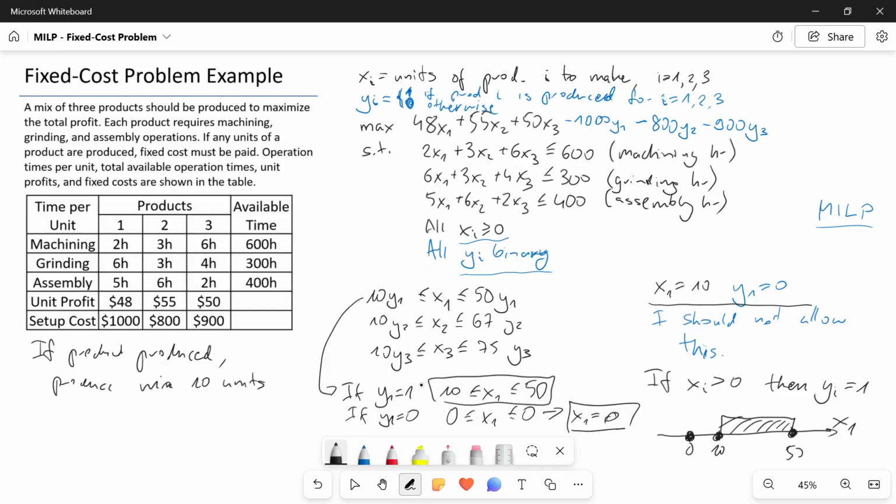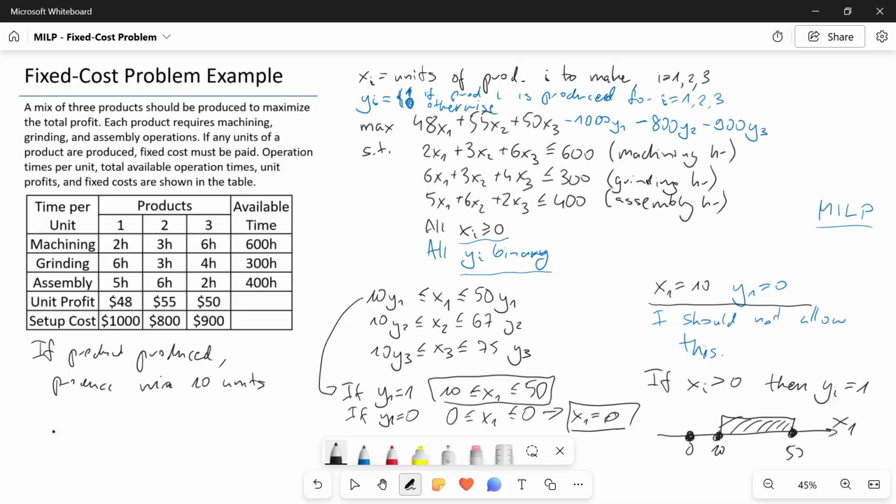And I want you to see it would be incorrect if you just kept this constraint x1 greater than or equal to 10, because greater than or equal to 10 would mean that you have to produce at least 10 units. And in this case, y would have to be equal to 1. 0 would not be allowed. So you have to remember, if it's a conditional minimum, if you produce, produce at least 10 units, you need to say 10 times the binary variable less than or equal to the number of units produced.